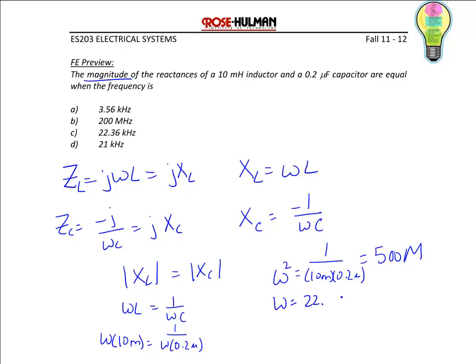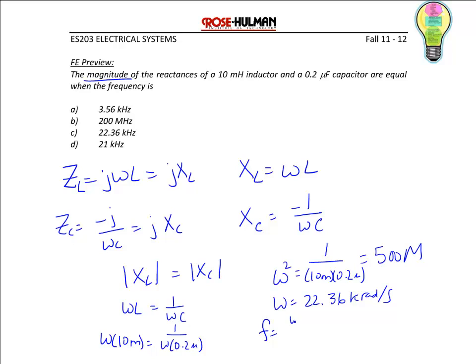So omega is equal to 22.36 kiloradians per second. Now our choices are 3.56 kilohertz, 200 megahertz, 22.36 kilohertz, and 21 kilohertz. Notice that all these units are in hertz. Remember, the units for omega are radians per second. The unit for frequency f is hertz. So we don't have the answer yet.